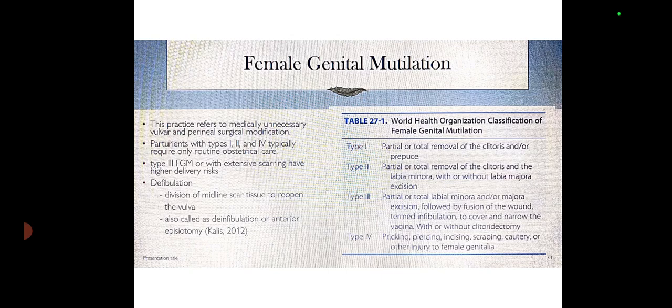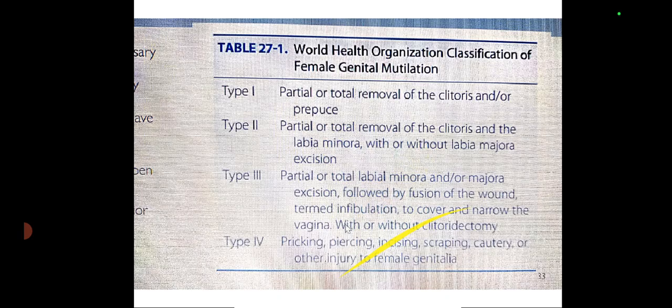World Health Organization classification of female genital mutilation. Type 1, partial or total removal of the clitoris and the prepuce. Type 2, partial or total removal of the clitoris and the labia minora with or without labia majora excision. Type 3, partial or total labia minora and majora excision followed by fusion of the wound, termed infibulation, to cover and narrow the vagina with or without clitoridectomy. Type 4, pricking, piercing, incision and scraping, cauterization or other injury to female genitalia.